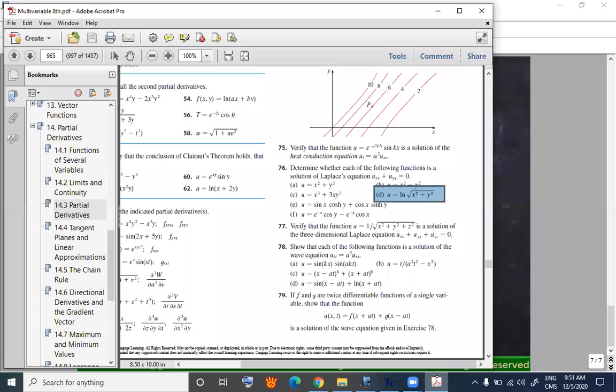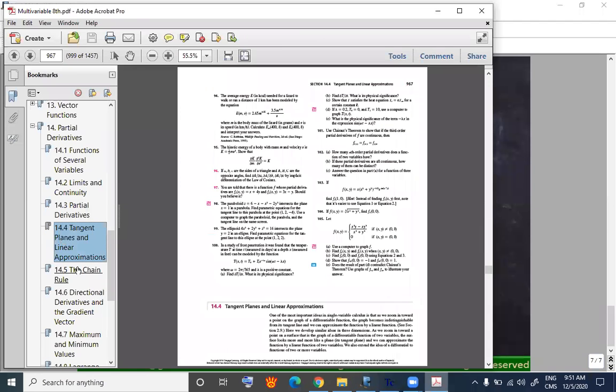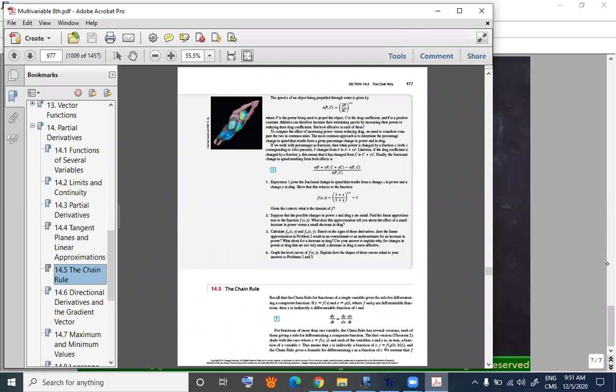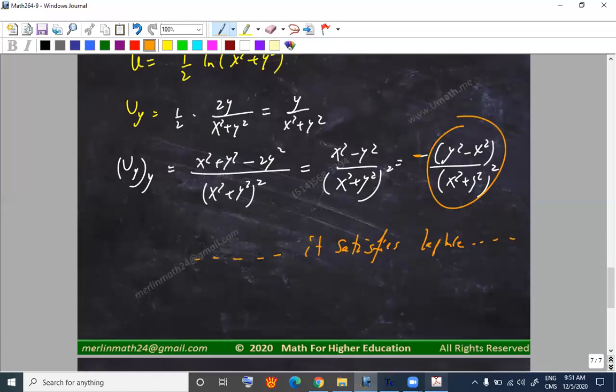What else? I guess 14.3. Do you still have any questions in this? No, it's all done. Okay. 14.4, number 16. Number 16. So I go up here.